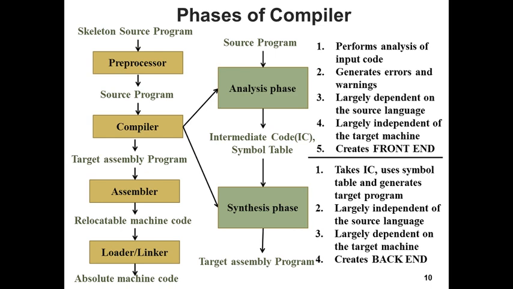The synthesis phase takes this intermediate code and symbol table to generate the target program. It is largely independent of the source program; however, the target code generation depends on the target machine: which registers are used, which memory addresses are used, which assembly language is supported by the processor, and so on. And the synthesis phase creates the backend of the compiler. In my next video, we will see the details of the analysis phase and synthesis phase. Thank you.